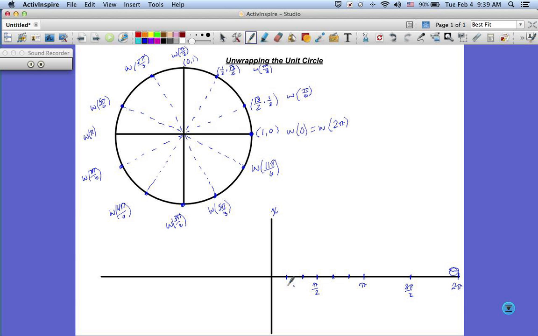I'm doing my best to split them equally. This was pi over 6. This was 2 pi over 6, or pi over 3. 3 pi over 6. 4 pi over 6 reduces. 5 pi over 6 does not. 6 pi over 6. 7 pi over 6. 8 pi over 6 reduces. 9 pi over 6. 10 pi over 6. And 11 pi over 6. 10 pi over 6 reduces.